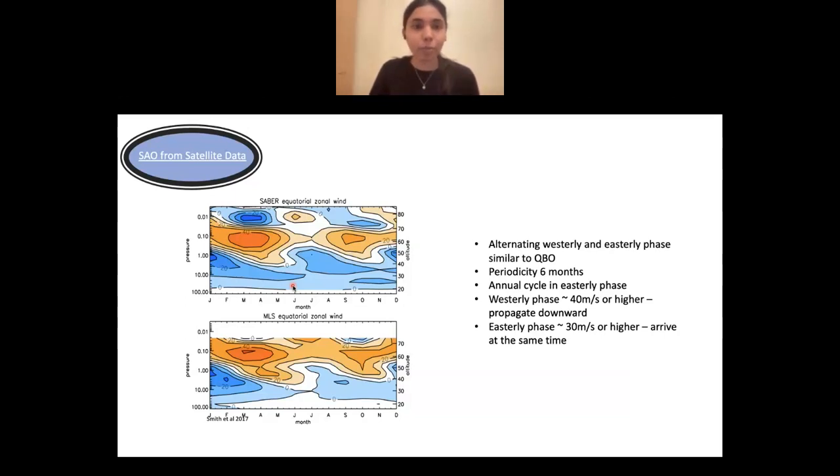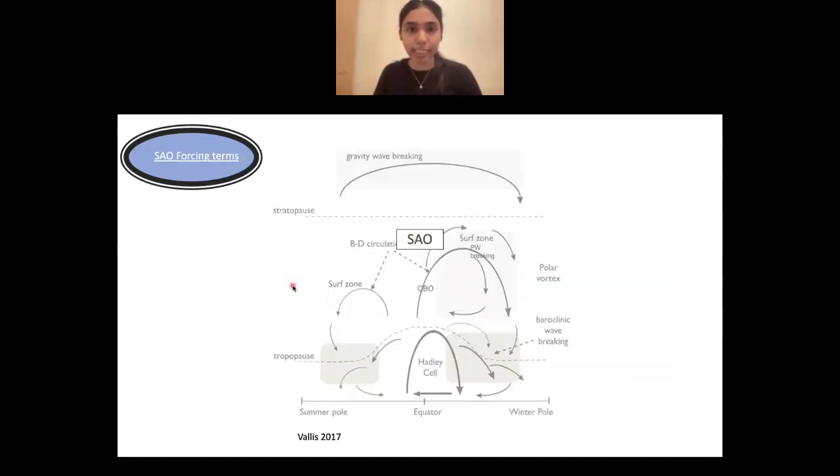And we will now move on to understand different forcing mechanisms that give rise to the semi-annual oscillation. So here is again the plot that we saw earlier. And as you may know already from the different forcing mechanisms in the stratosphere, there will be waves that propagate upwards, and those that are not filtered by the QBO will be able to propagate further upward and help to generate the semi-annual oscillation.